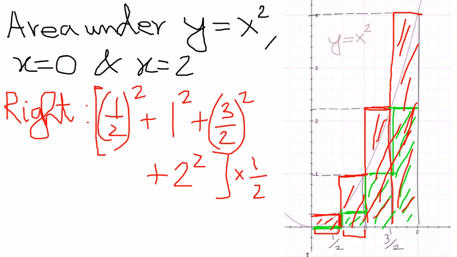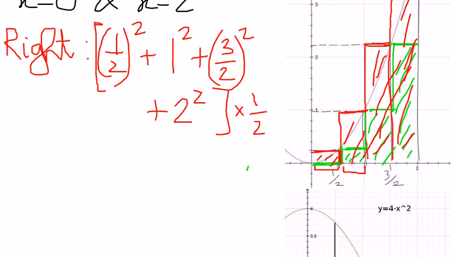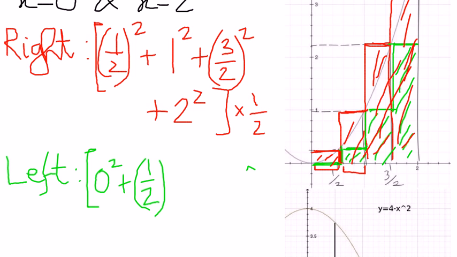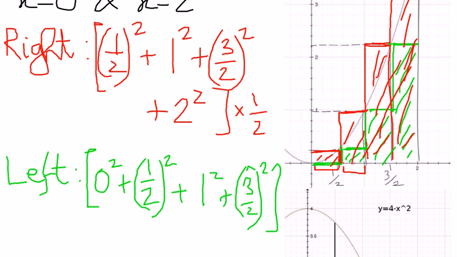And for the other one, the left approximation, we would get, let's start with 0, and then 1 half squared, and then 1 squared, and then 3 halves squared, and the whole thing multiplied by 1/2. That's the other approximation.